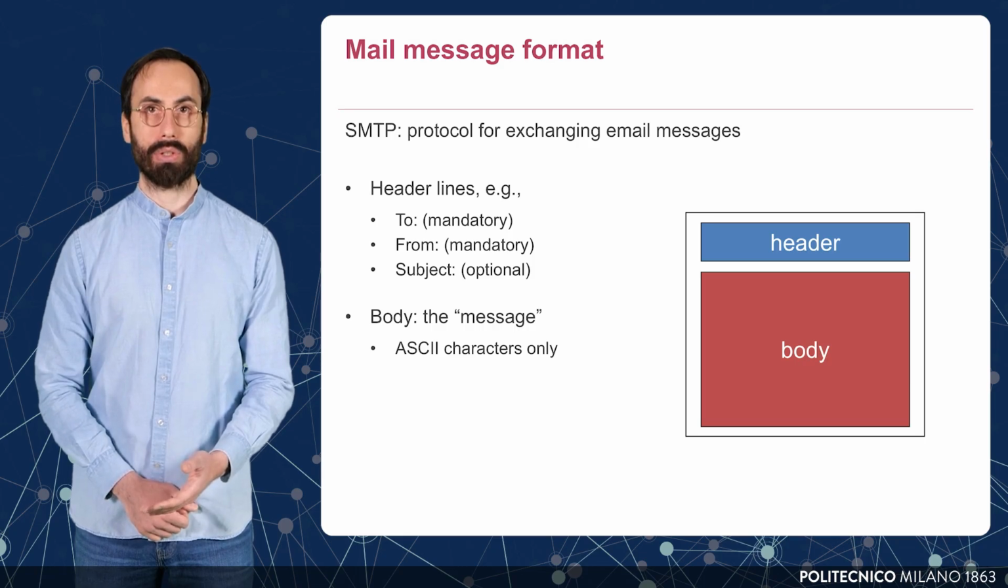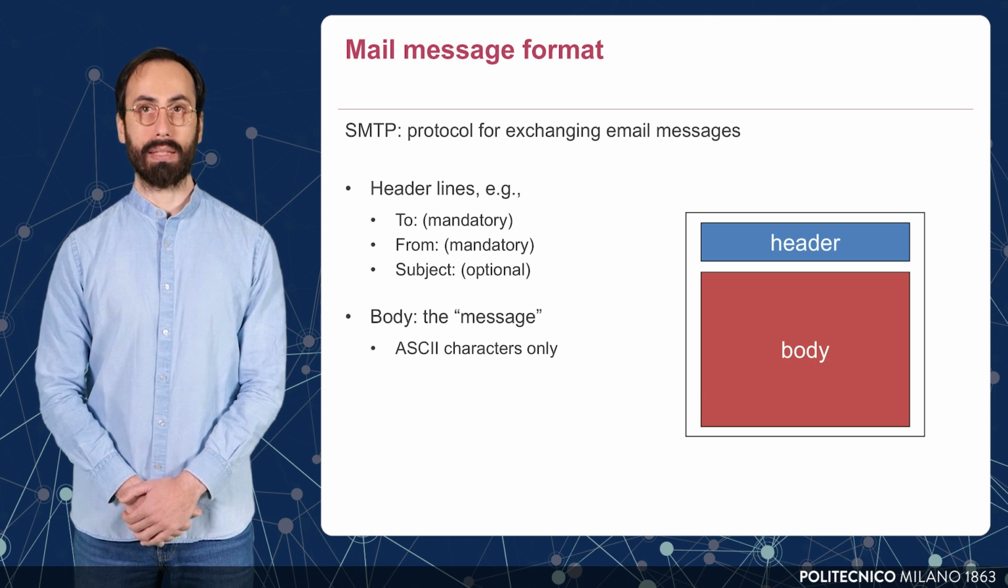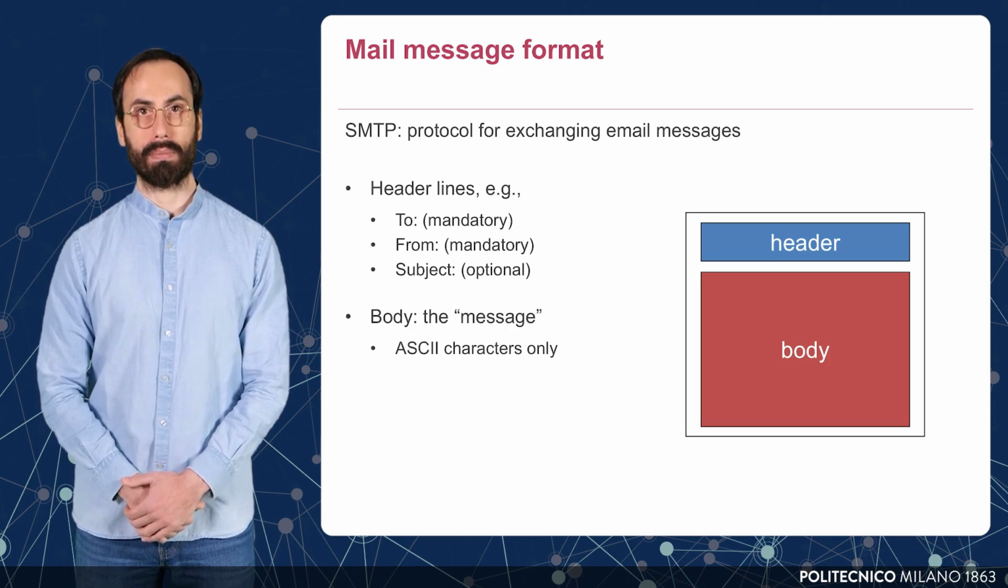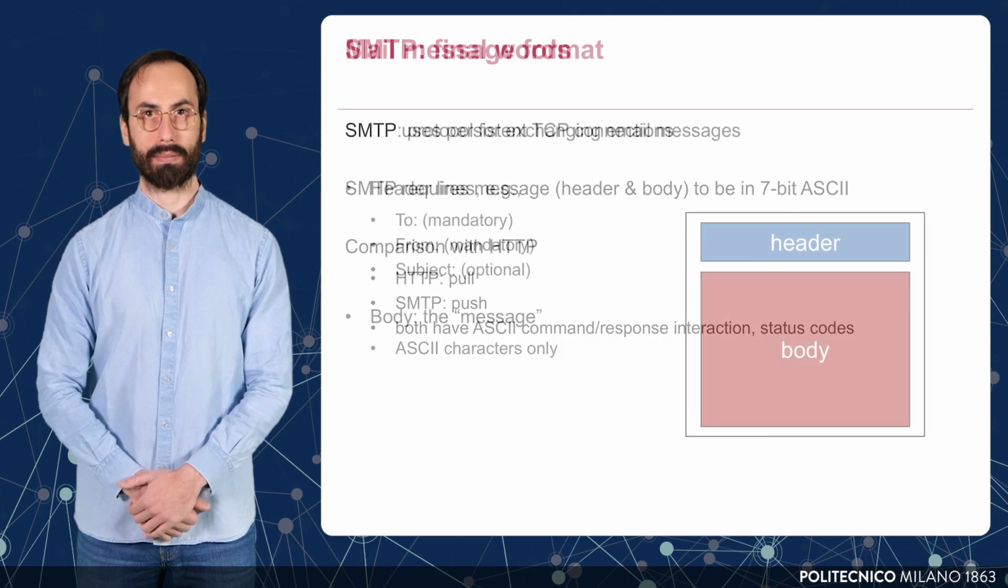An email message consists of two main parts, the header and the body. The header contains information like the recipient's email address, the sender's address, and the subject of the email. This is distinct from the SMTP envelope, which contains commands such as MAIL FROM. The body of the email is the actual message, which is typically in ASCII text.